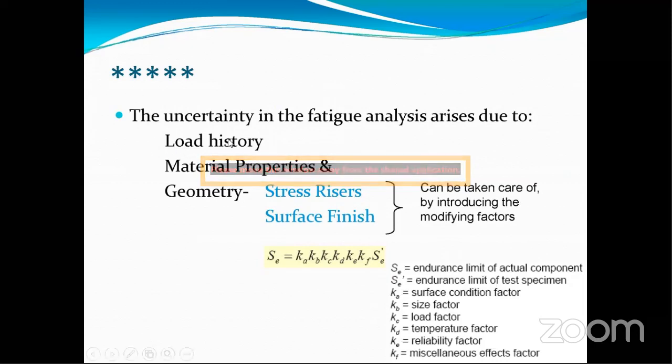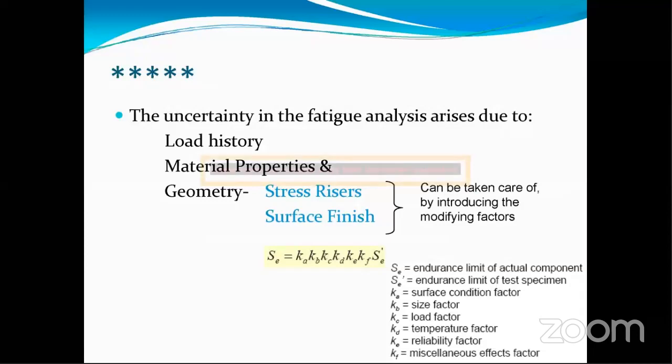So there will always be uncertainty in the load history. Also, material properties. We consider the material properties. If you test two specimens taken from two different sheets produced by the same company, we'll always find that material properties are different for these two specimens, because while making this sheet there will be so many parameters that govern them, like surface conditions, and surface conditions may be different.